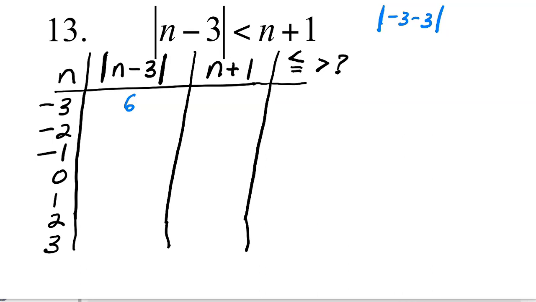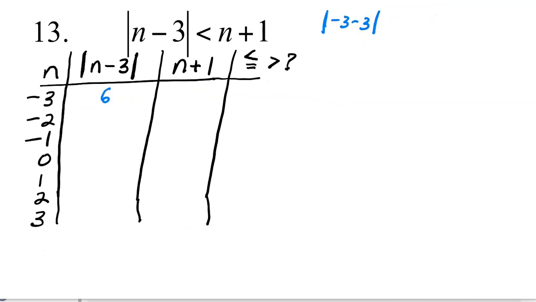When I put -3 in for n plus 1, -3 plus 1 is -2. So is the left side, 6, less than, greater than, or equal to the right side, -2? Well, that would be greater than. And I'm basically comparing these numbers right here. 6 is greater than -2.